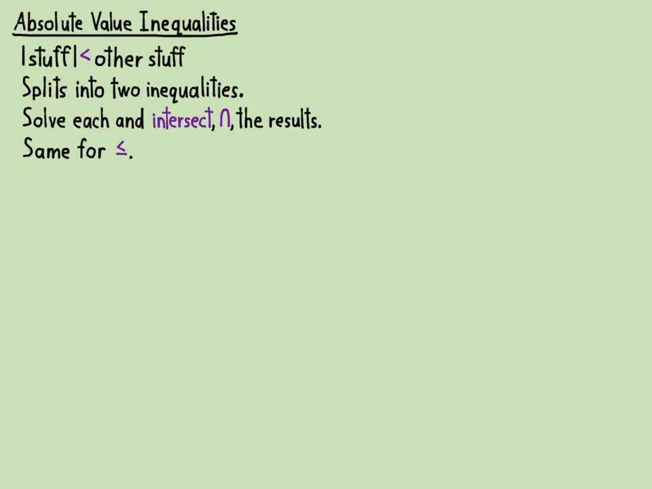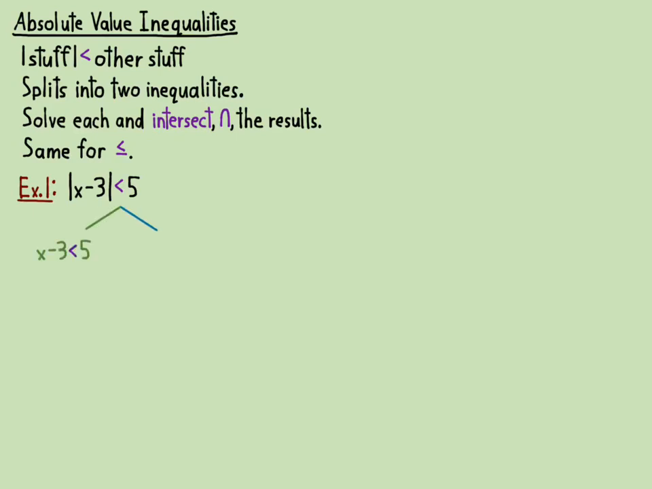And it's the same if this was less than or equal to. So the absolute value stuff less than or equal to the other stuff, you intersect the results. In other words, it's an and. So here's an example. Absolute value of x minus 3 is less than 5, right? It's already in standard form. So I can split it.